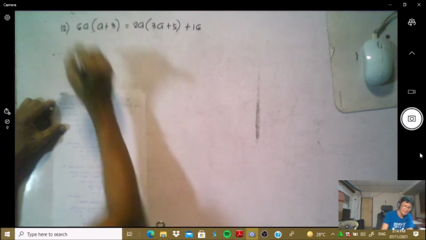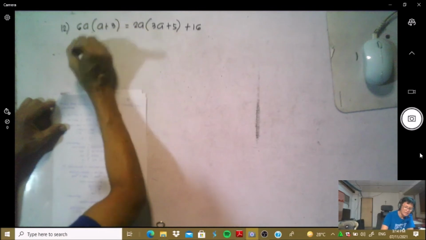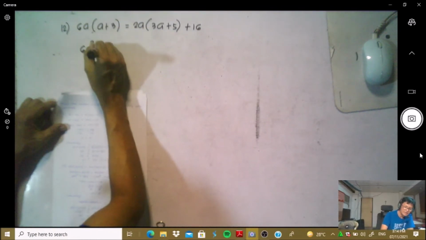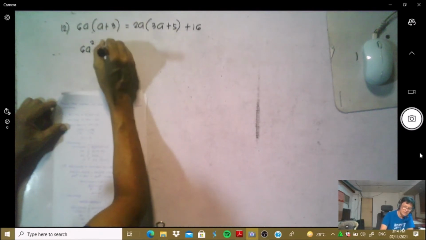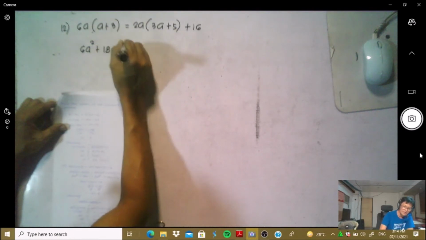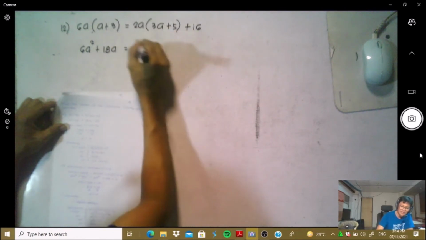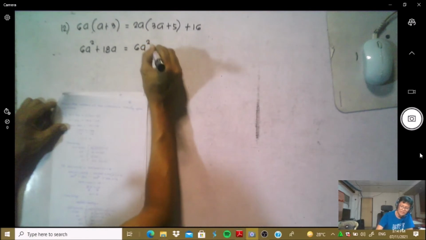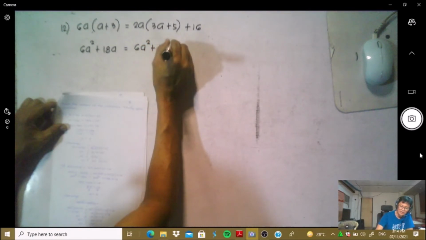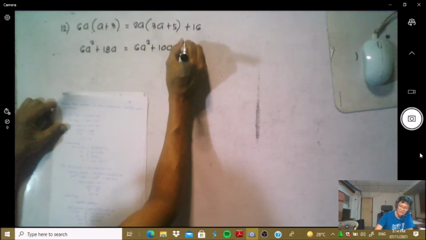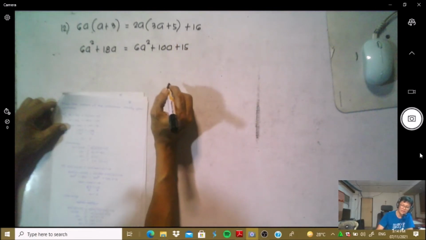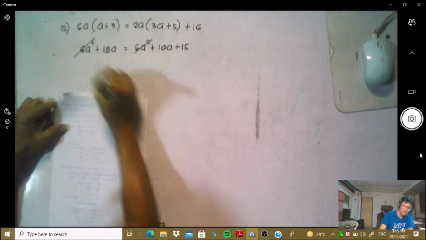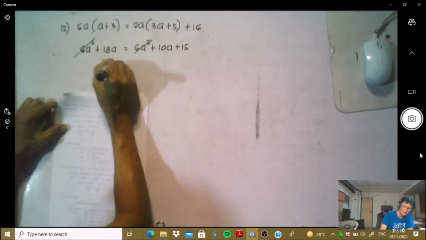So we have 6a times a, this becomes 6a squared, then plus 6 times 3 is 18, then copy a, and this is also equal to 2a times 3a is equal to 6a squared, plus 2a times 5 is 10a, plus 16. You will see that we have the same term on both sides. So 6a squared, we can cancel 6a squared. What will be left will be 18a.